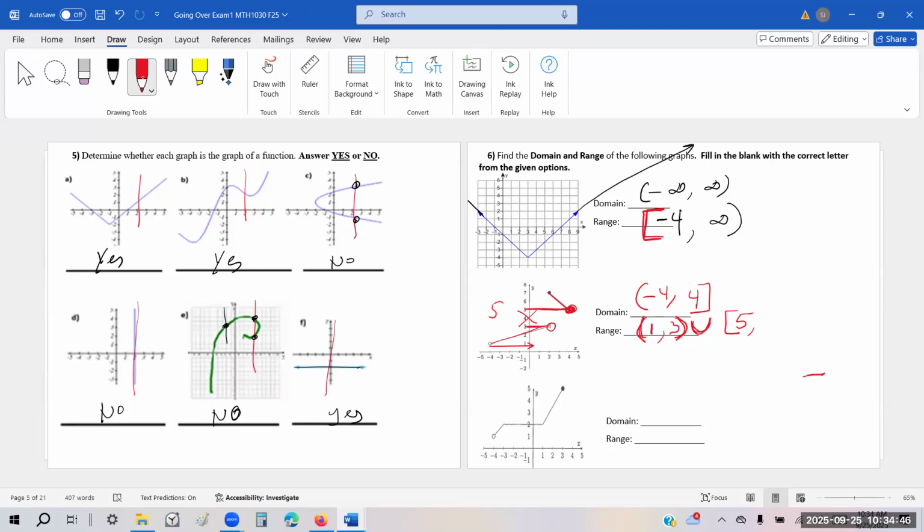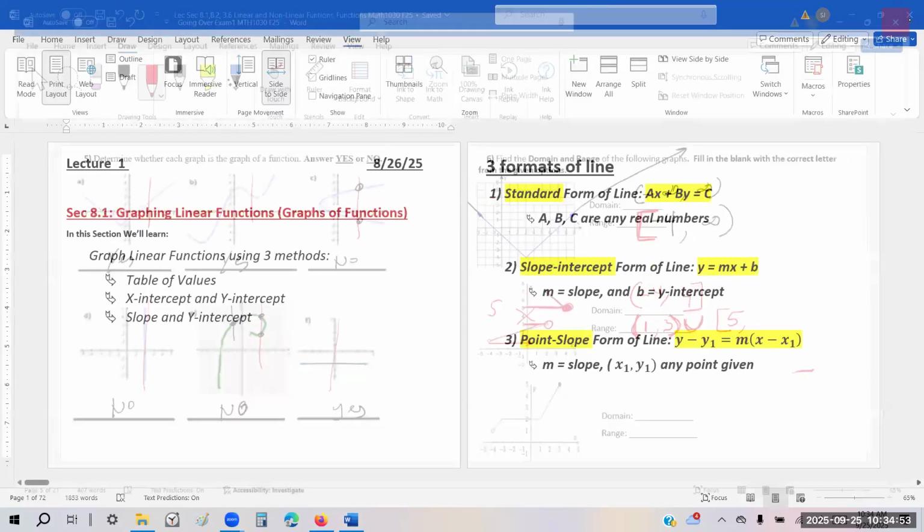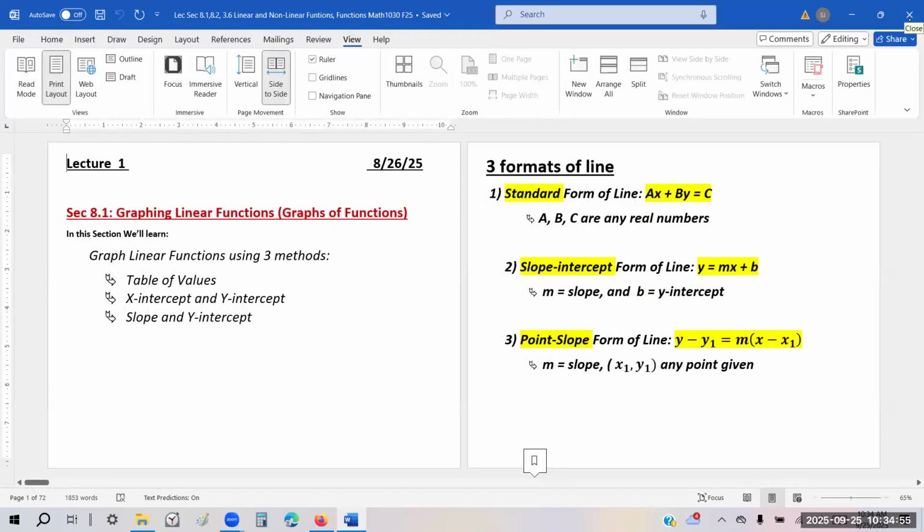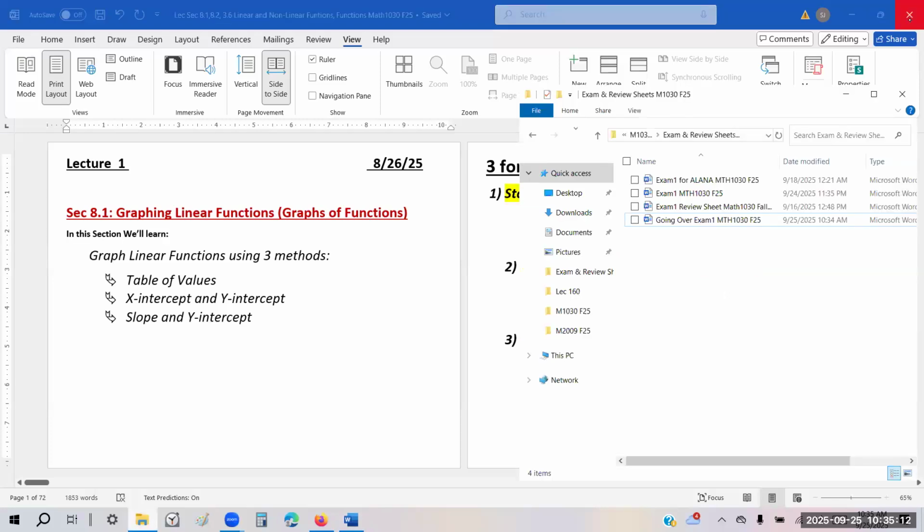I have to restart that. So let me save. Close. Hey, still not here. So let me restart.